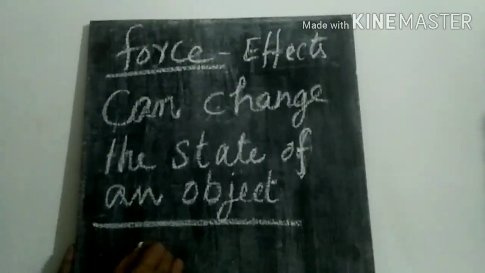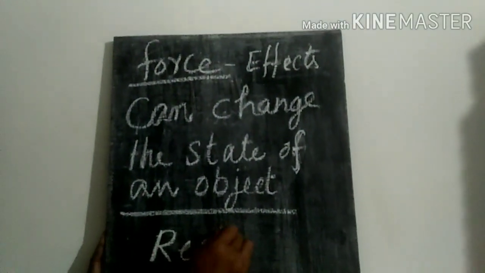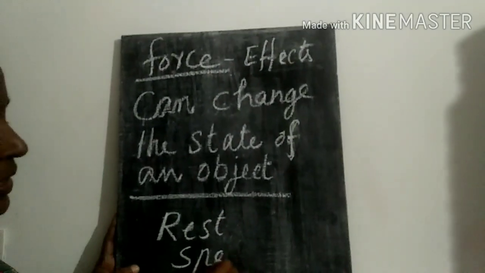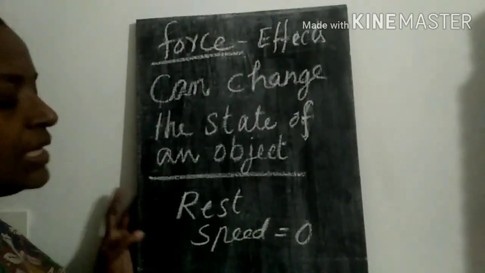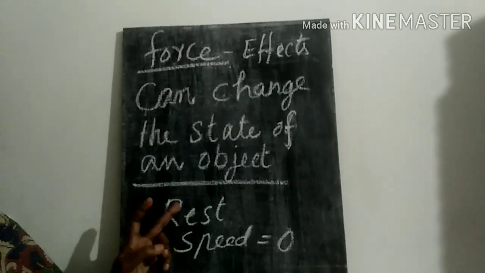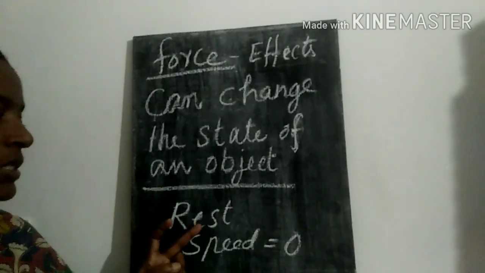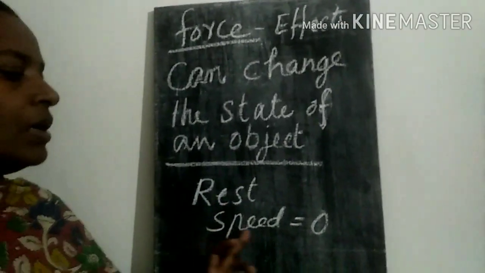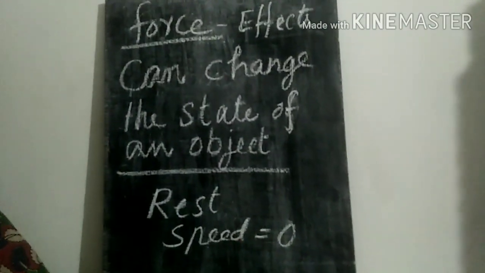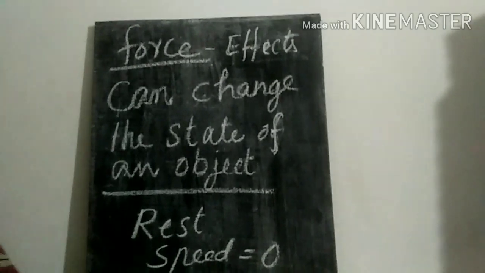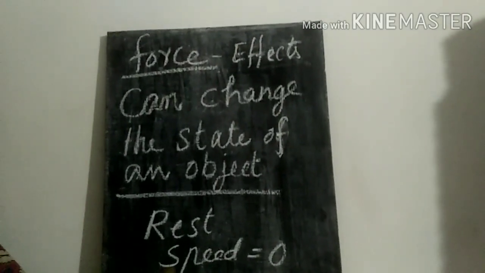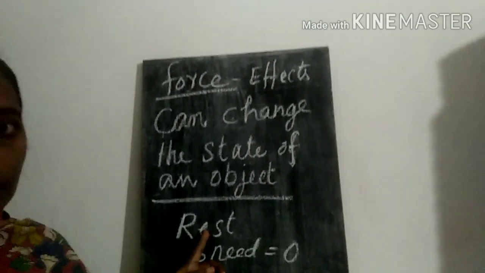An object can be at rest. Rest means the speed of the object is equal to 0. This is the rest condition of an object. The object is stationary, or at rest, whenever its speed is 0, or the object is non-moving. So that is the rest condition of an object.